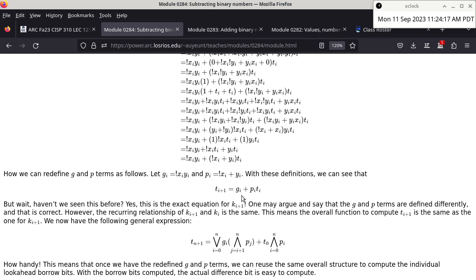And at this point, if you are looking at this and go like, that's exactly the same structure that we saw with K of I plus 1 when we worked on binary addition, if you recognize that, good job, because that's what we are looking for. We're looking for patterns.